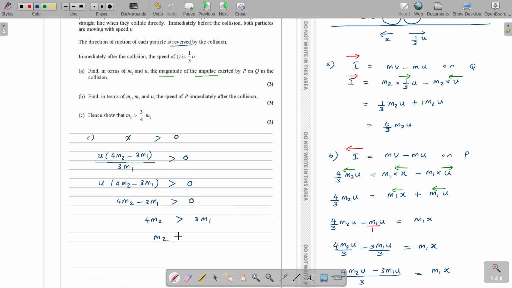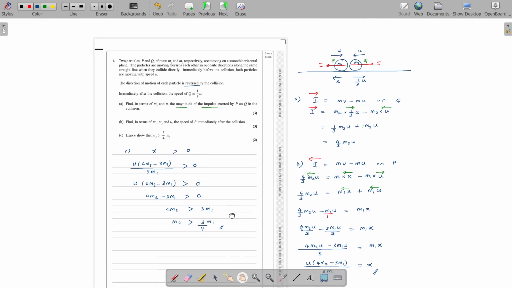So here I get m2 greater than, now here I am taking 4 as a division. This is a positive 4, therefore it will not affect the inequality sign. So I get here 3 over 4 m1. m2 is greater than 3 over 4 m1. So this is the show that. Okay, so is this clear?